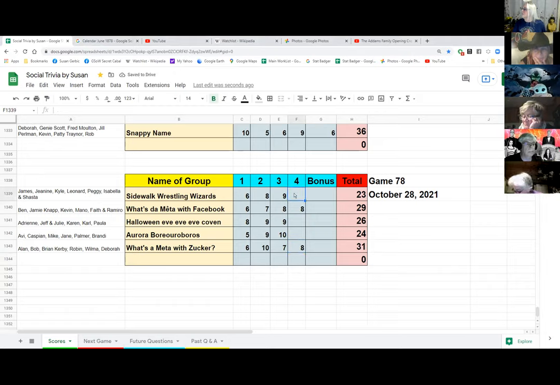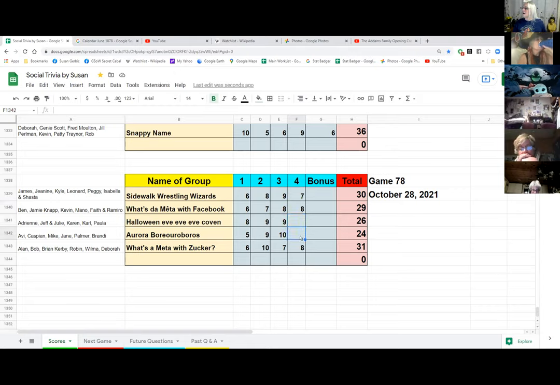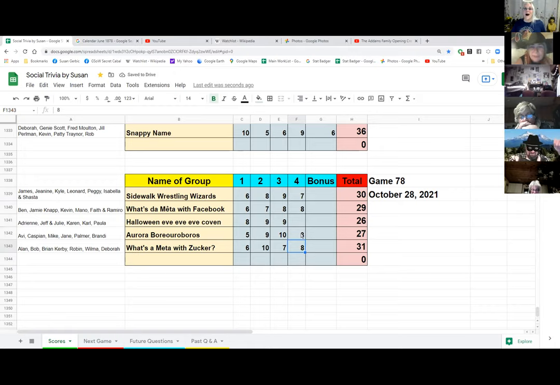Okay, Sidewalk Wrestling Wizards, you're being targeted. I'm going to say 7, team. Does anybody disagree? You're in the lead. Well, almost in the lead. Papa Boo Buzz, 3. Did you say 3? Yes. You killed us, Susan. And Rob. Can I blame both of you? Oh, that's awful. What did you do, Susan? Always safe to blame.